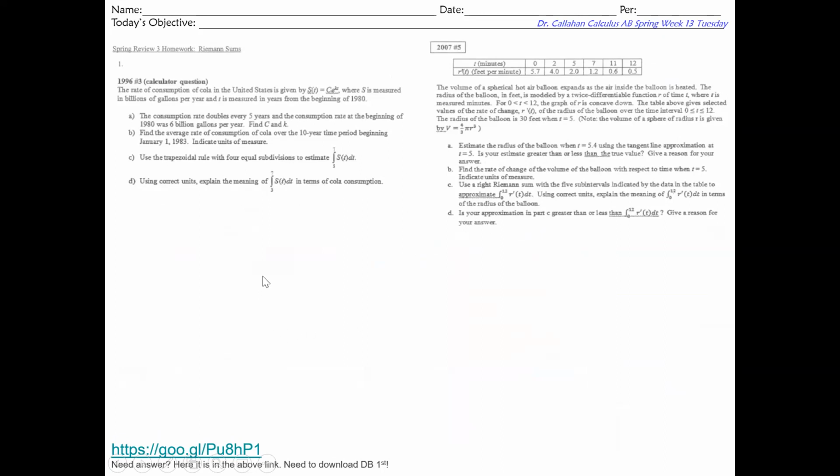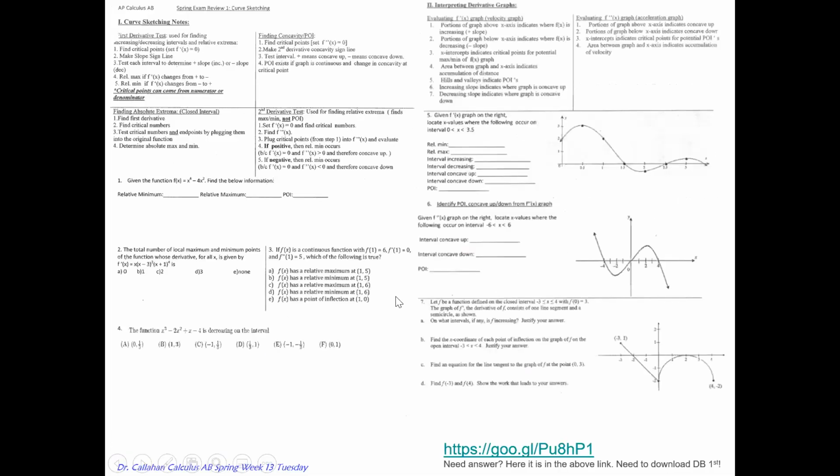From now on, with each of these questions that we go over for the review, there's always a link that says need answer. Here it is in the link above, and you just need to go ahead and click on it. However, you do need to download Dropbox first, so make sure you have that available. That way you can see the steps with these questions that are given to you.